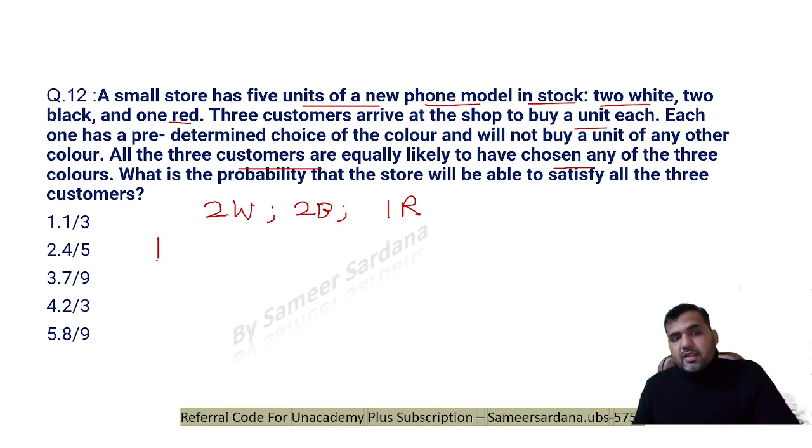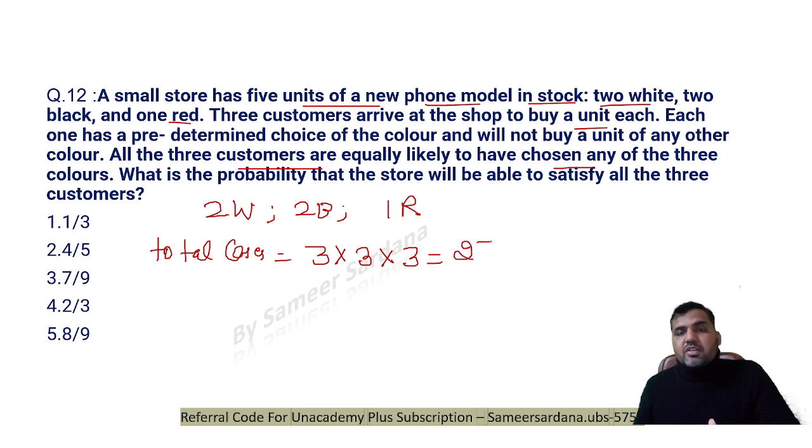See guys, total cases. Every customer has 3 choices of color. First can pick any of the 3 colors, second can also pick any of the 3 colors, third can also pick any of the 3 colors. My total number of cases will be 27. Now those cases where all the customers cannot be served with their choice will be, because I have one red and two white and two black. What if all three customers selected white? Will I be able to serve the customers?